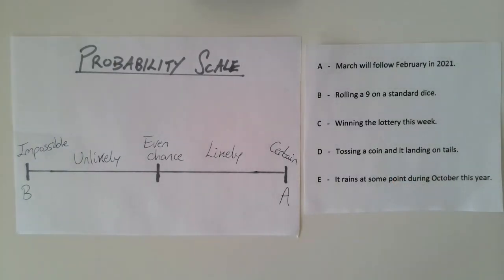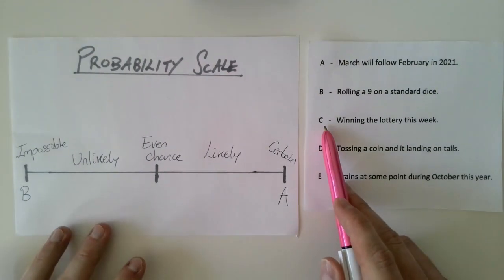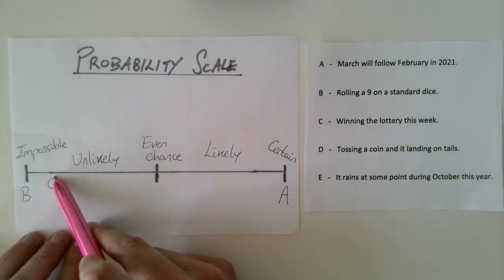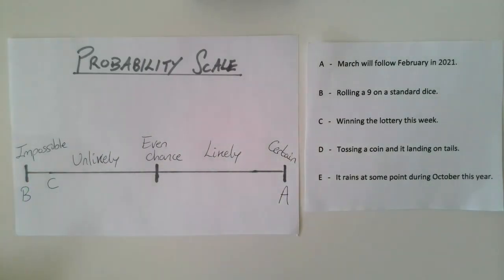Event C is winning the lottery this week. Now there's very, very, very little chance that I or somebody will win the lottery this week, but there is a very, very, very slim chance of it happening. So it's not impossible, but it is very, very unlikely. So what I'm going to do is write event C somewhere down here. So it's not impossible, but it is very, very, very unlikely to happen.